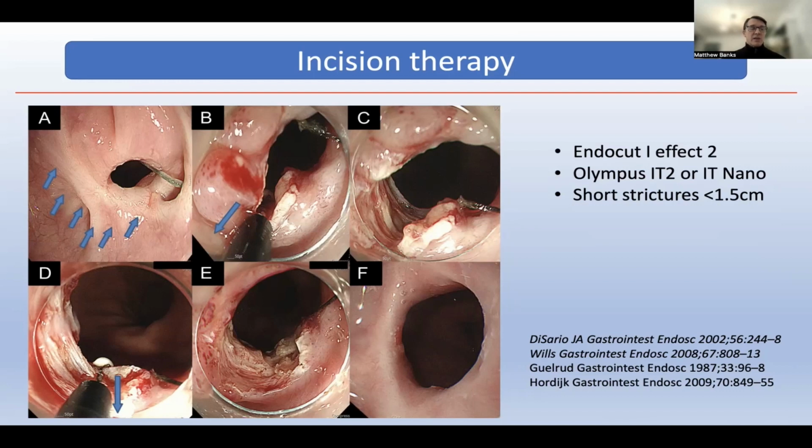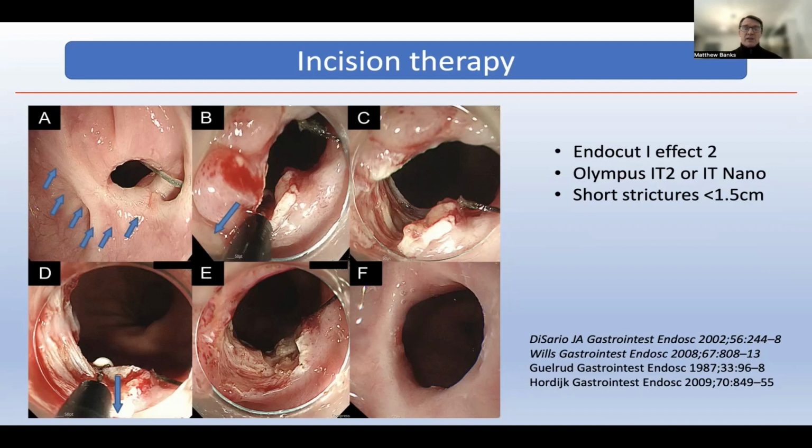You can see a substantial scar where the blue arrows are. So the direction of cut should be towards this scar, so it's the greatest density of fibrotic tissue. With each cut, you pull the knife slightly back so you don't push down, and that'll help you control the cut so you don't go too deep.